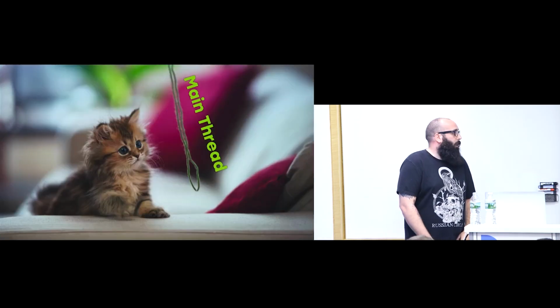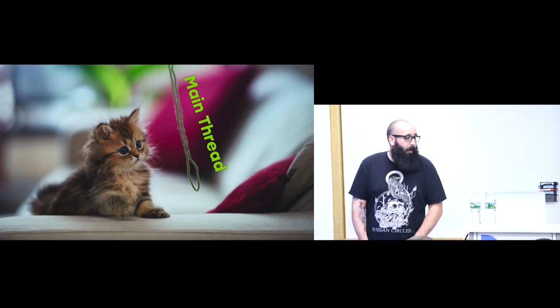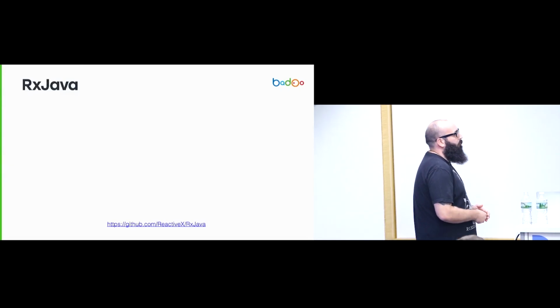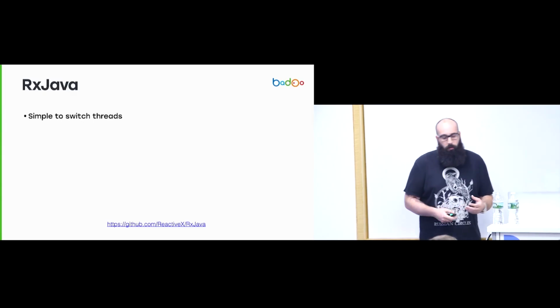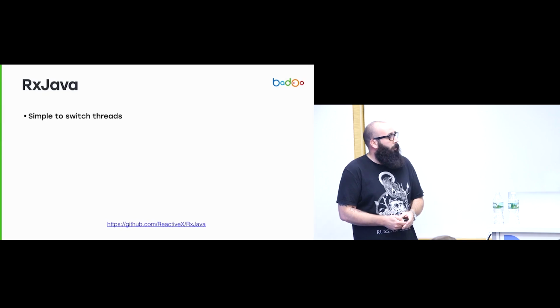So for threading, we had a look around and we looked at RxJava. Now obviously this isn't an RxJava talk, but I want to show you a quick example after this of why we used it. Mainly, it made it simple to switch threads. It was quite easy to just say, I want this to happen on the background thread, this to happen on the main thread.